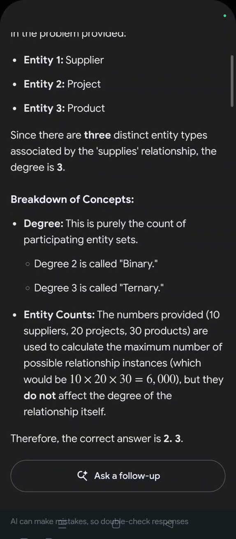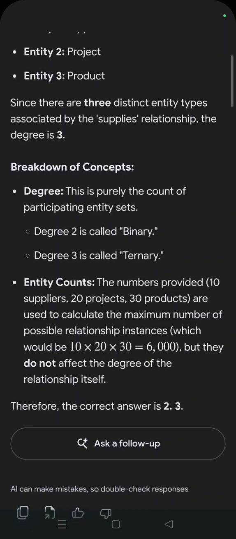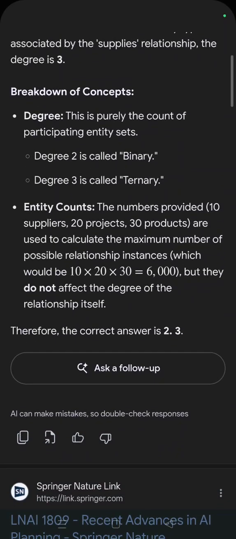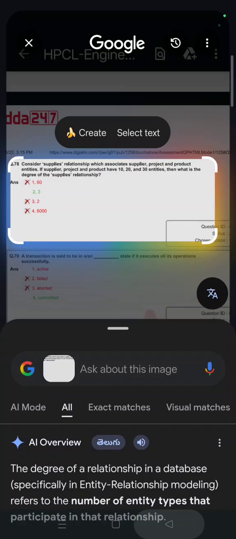Breakdown of the concept. Degree is purely the count of participating entity sets. Degree 2 is called binary. Degree 3 is called ternary. The numbers provided, 10 suppliers, 20 projects, 30 products, are used to calculate the maximum number of possible relationship instances, which could be 10 into 20 into 30, equal to 6000, but they do not affect the degree of the relationship itself. Therefore the correct answer is 3.